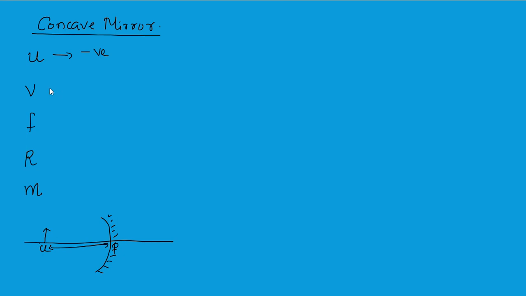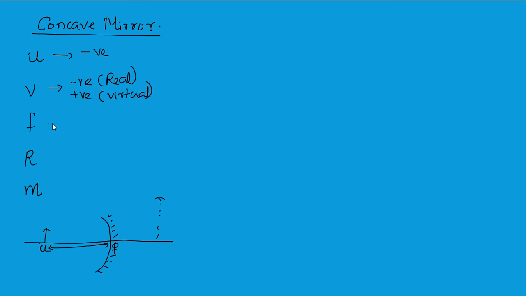Now comes the image distance. Image distance we have to think about because there are different types of images formed by a concave mirror. All the real images are on the left side, so image distance will be negative for real images. And if it is a virtual image, it will be formed on the other side, on the right side. So image distance will be positive for virtual images.